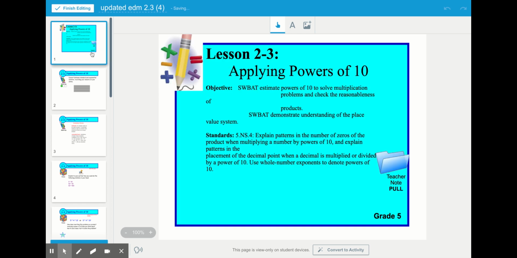So today, we estimated using powers of 10 to solve multiplication problems and check for, that's the key word, reasonableness. Do they make sense? And we're also able to continue demonstrating our understanding of the place value system.